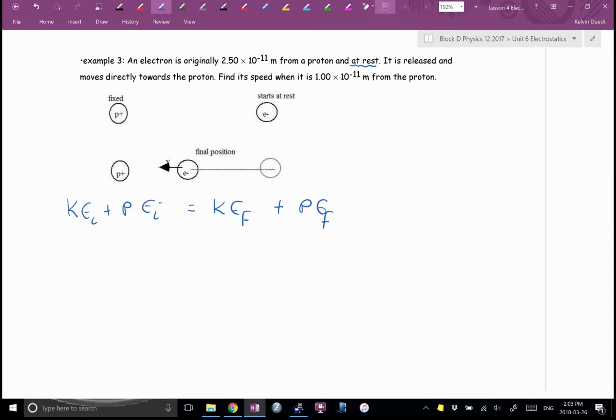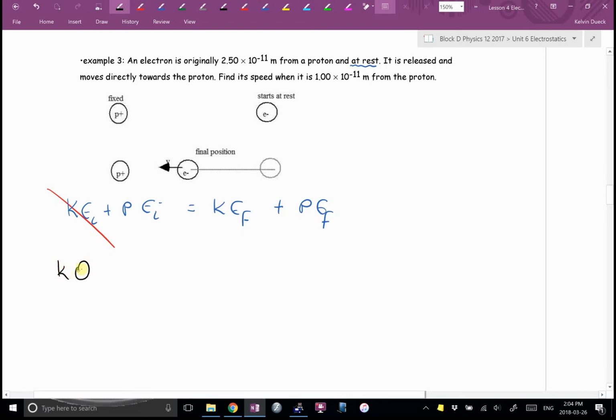Are any of these 0? Is PE initial or PE final ever 0 in this question? Only if we were at what location? Infinity. We're not. If I wanted to make the question look harder but actually end up being easier, I would let you start out at infinity. You'd be able to cross out one of those terms. But I was mean.